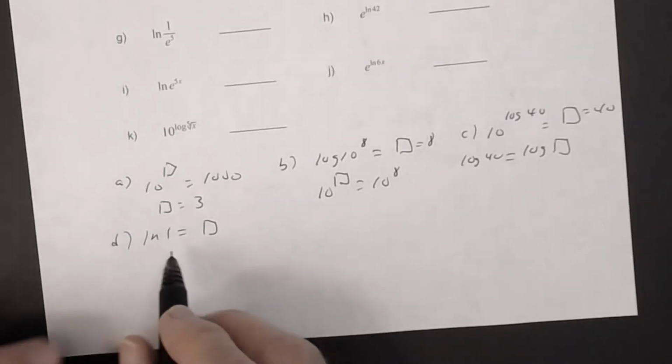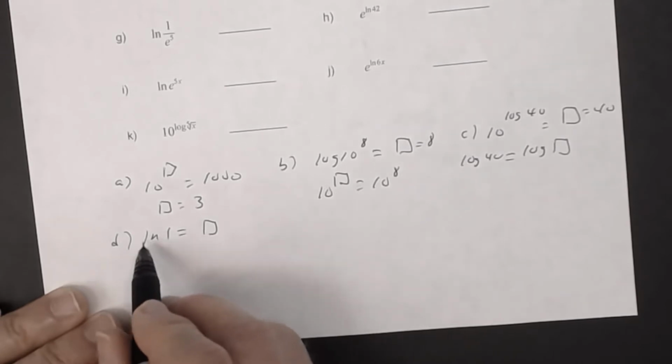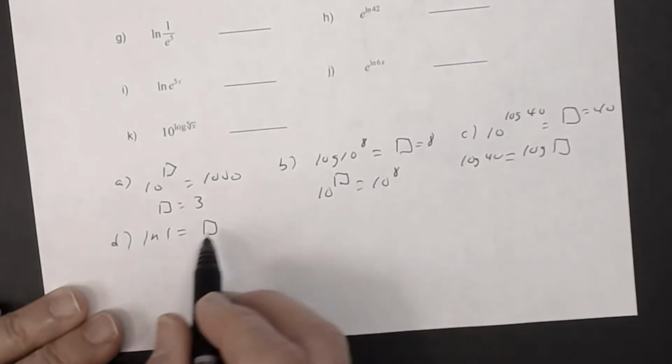Letter D, you have the natural log of 1 equal, you want to find out what that equals? All right, let's convert that to an exponential. Remember the ln, the base is understood to be e, so you say e to the box equal 1.